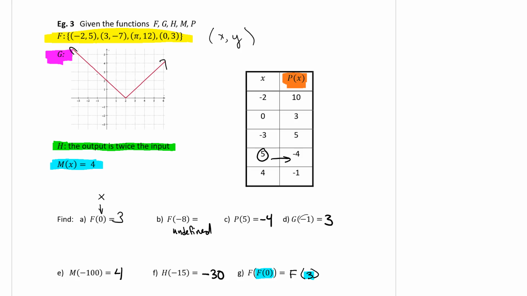Now we are going to go into our function f and find out where the x value is 3. When the x value is 3, the y value is -7. So the answer is going to be -7. This is a two-step one, because first we need to figure out what f at 0 is, and f at 0 is 3. Then the next step is f at 3 is -7.